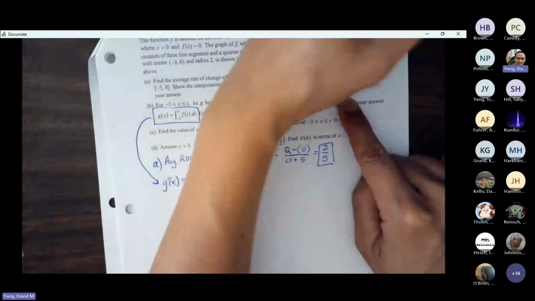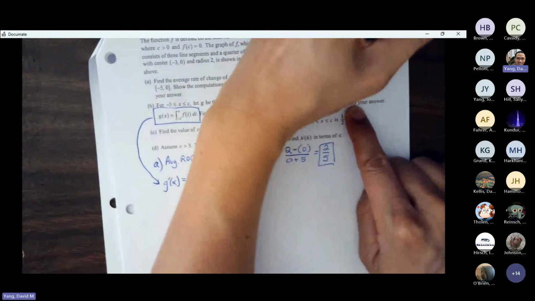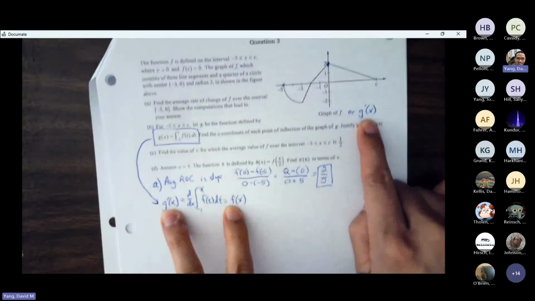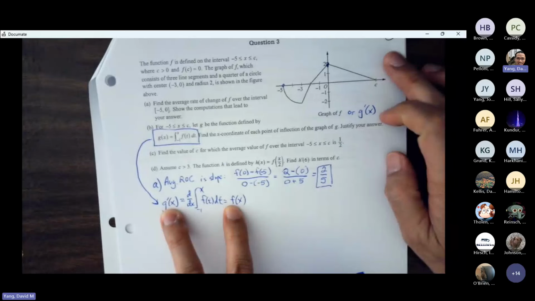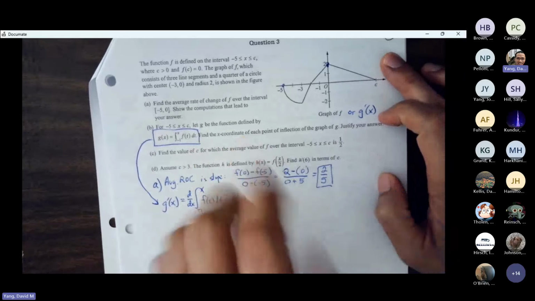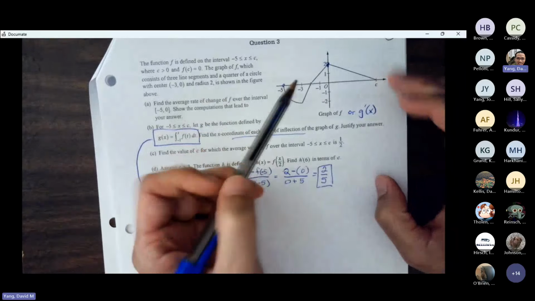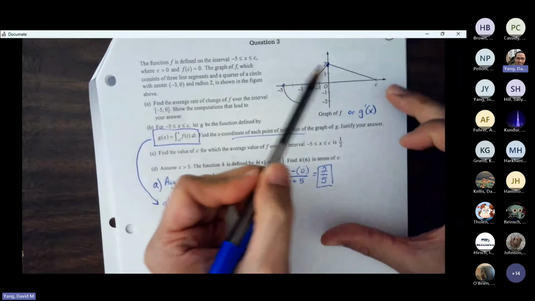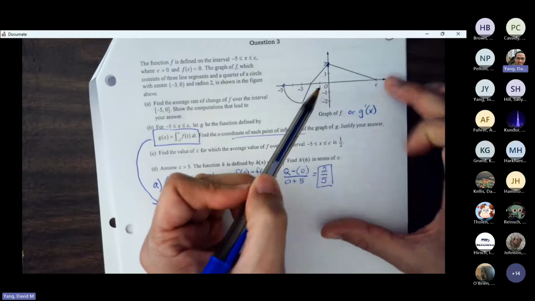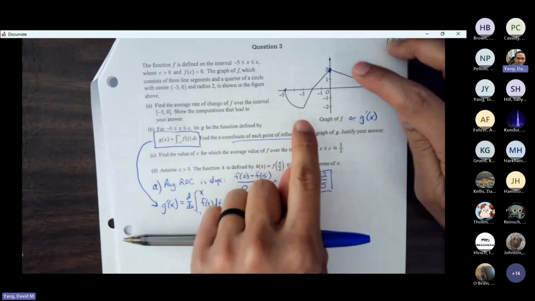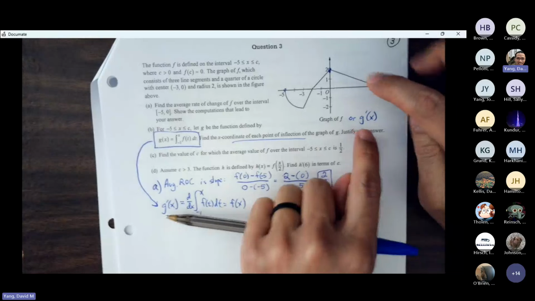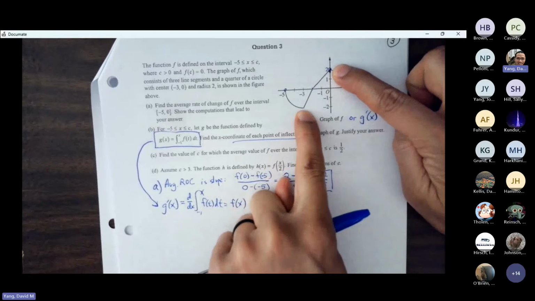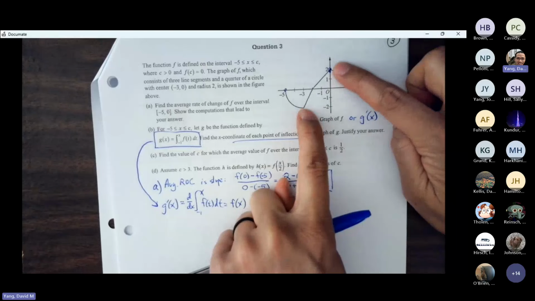So this is basically the g prime graph, right? Because we've established that relationship now, that f is g prime. If this is the derivative graph of g, then to find the point of inflection for the g function, I just have to know how to pull that from a graphical perspective. If we're looking at the first derivative graph, the points of inflection of g of x are the peaks and valleys, the hills and valleys of your g prime graph.